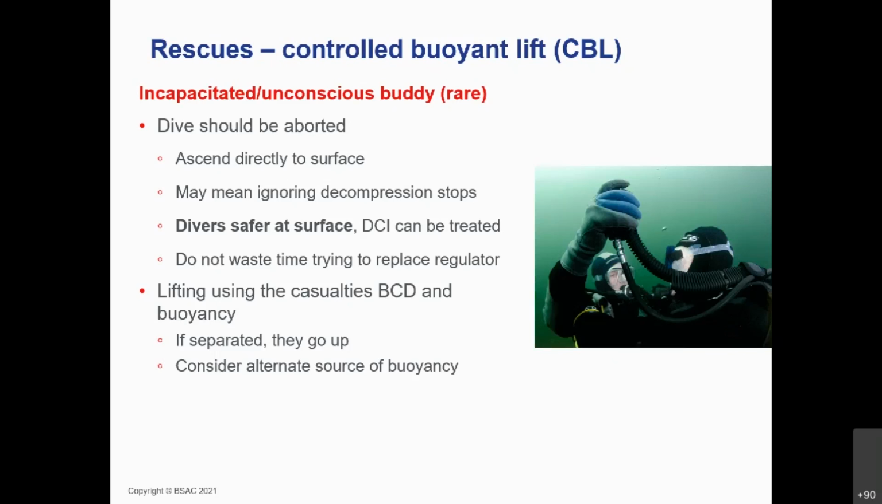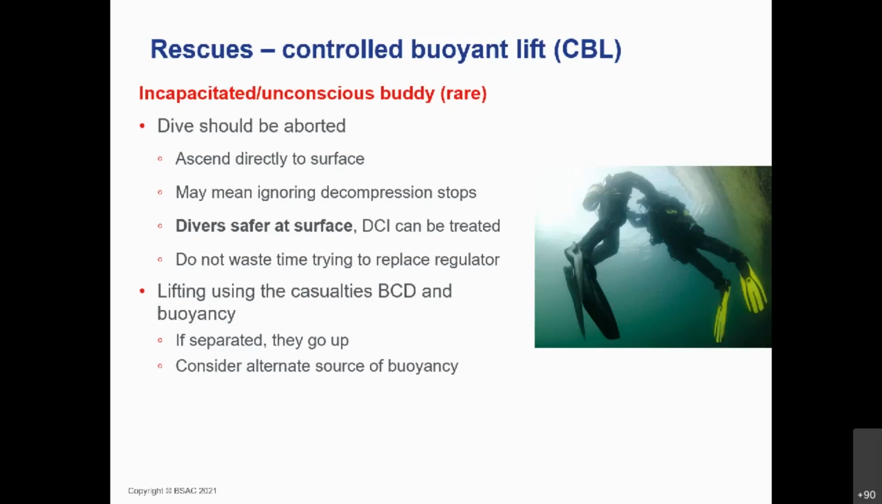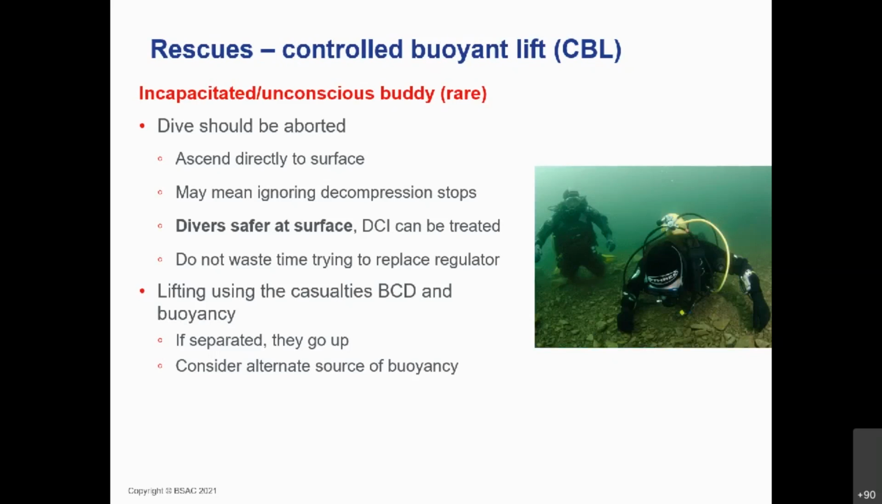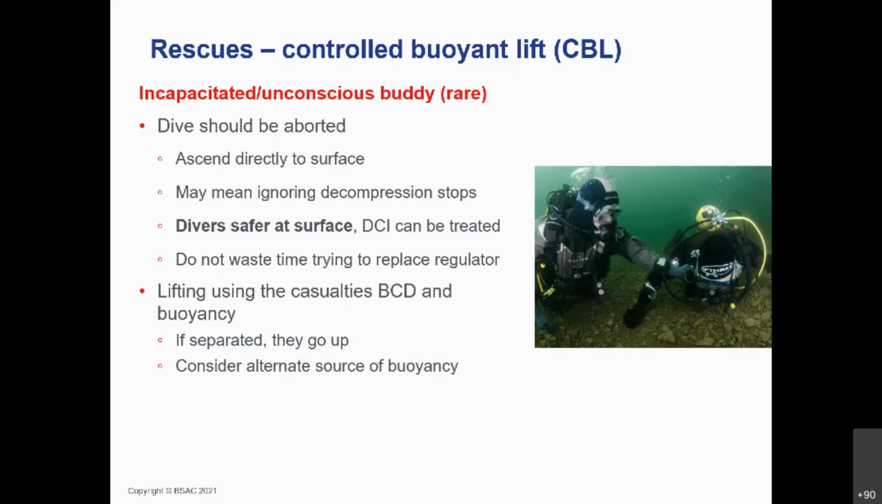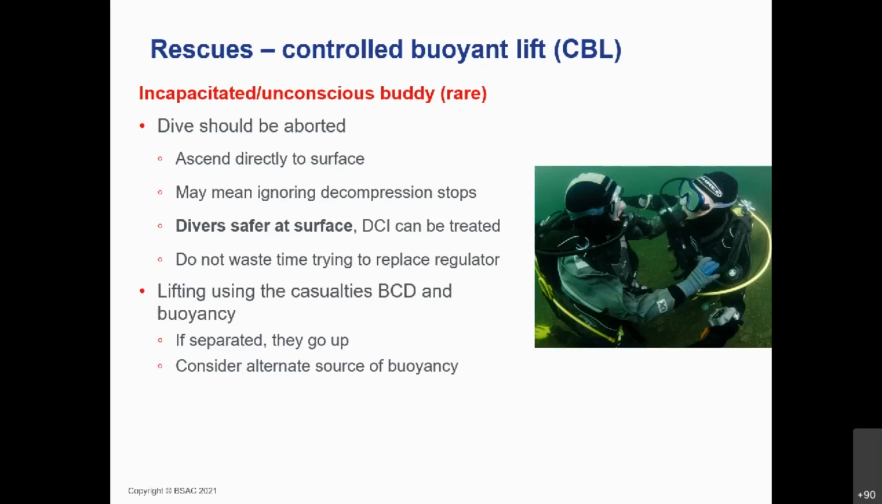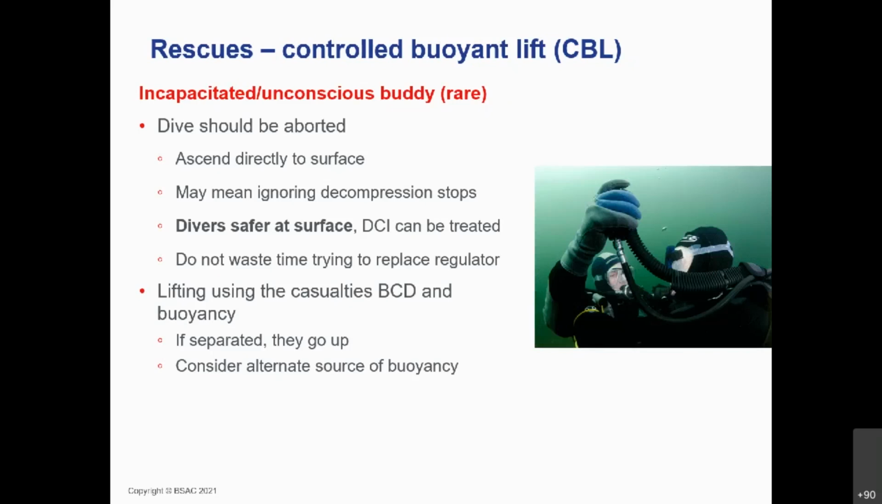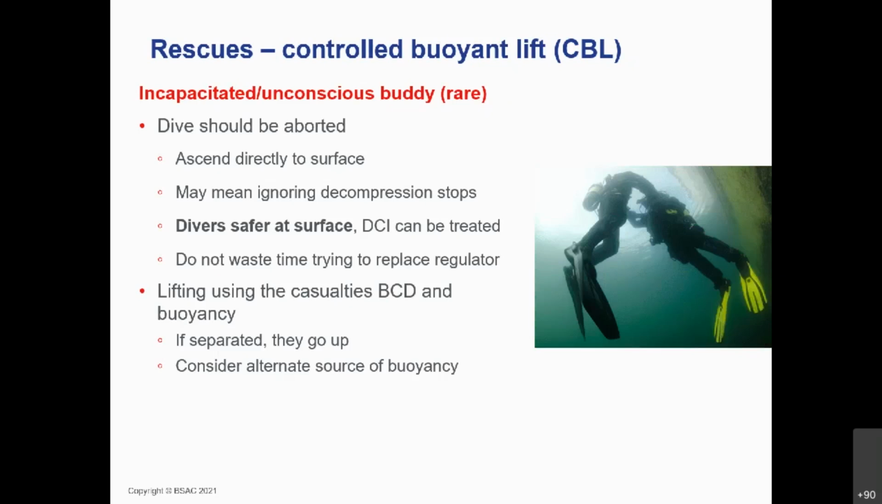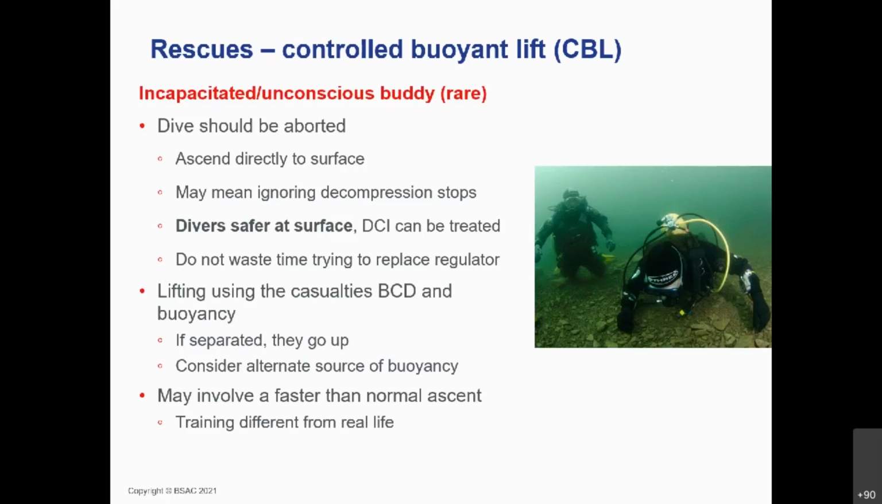Now, as a last resort, we really need to remember that we can drop their weights or use a crack bottle. But if we do that, it's going to be much harder to control the ascent. So I know personally I tend to dive with pouches. So if you maybe drop one pouch, you're getting them up a bit easier without going too quickly there.